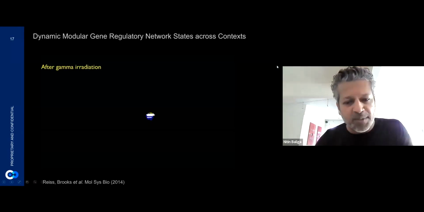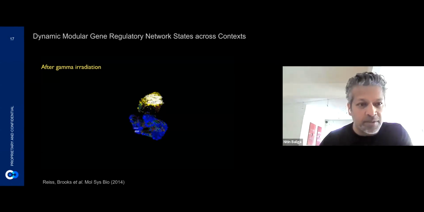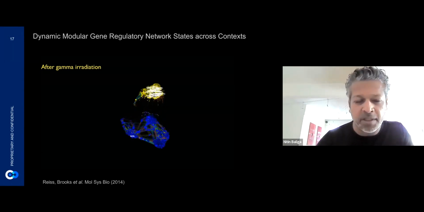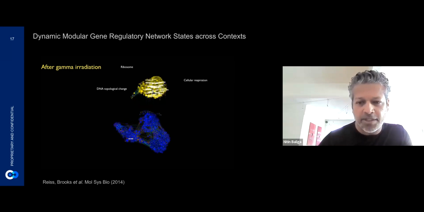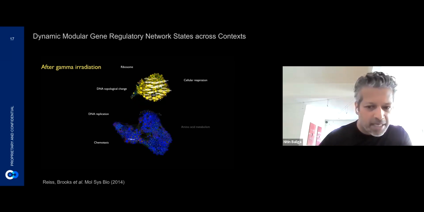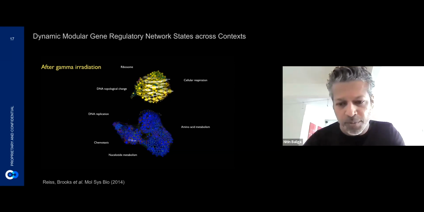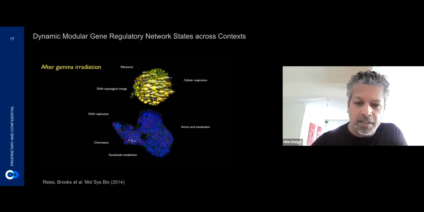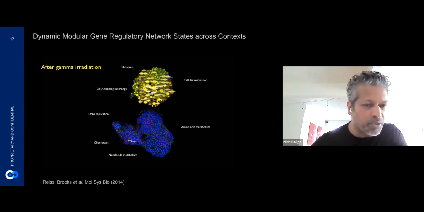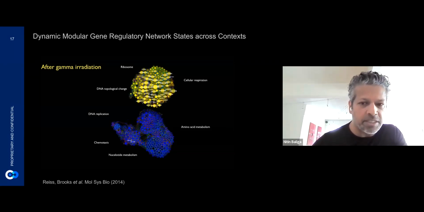Now this doesn't happen at a small scale, it's at a global scale. So hopefully this movie is visible here. This is Halobacterium after irradiation with gamma rays. And you see a large number of genes upregulated in yellow and a large number downregulated in blue. And they're connected to each other by different colored edges, and the color of the edge indicates membership in corems. So you see different corems operating in the downregulated gene set and the upregulated gene set after gamma radiation.